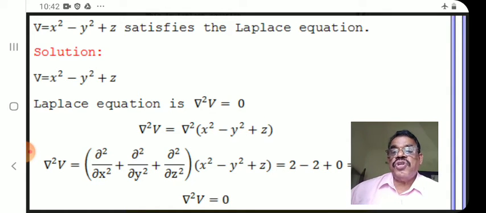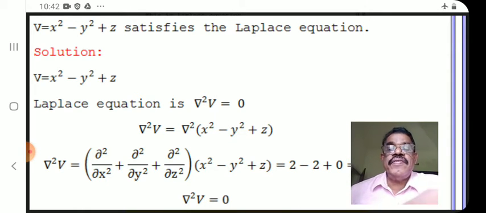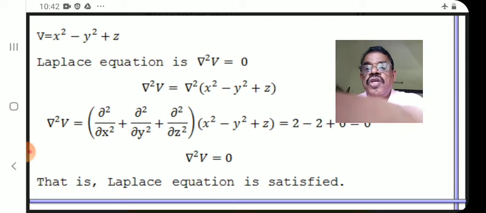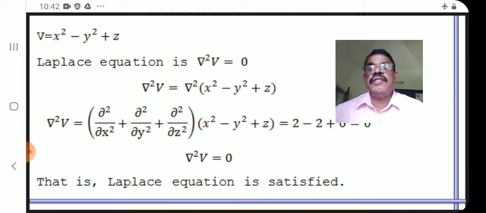When we differentiate x square twice with respect to x, we get 2. Similarly, for minus y square, we get minus 2. And for z, the second derivative vanishes. So the result is 2 minus 2 plus 0. I think the differentiation is very clear. First derivative is 2x, second derivative is 2 into 1, 2. So 2 and 2 cancel. We get 0. Del square V is 0. That is, the Laplace equation is satisfied.